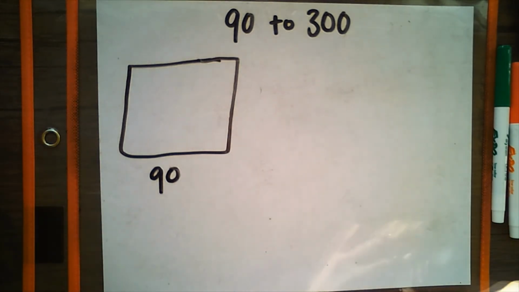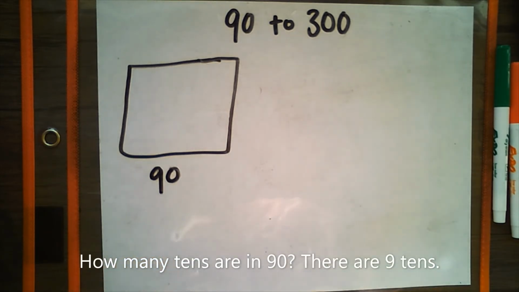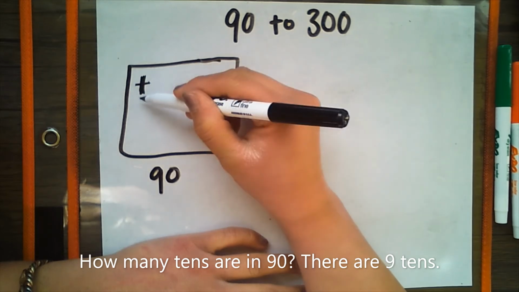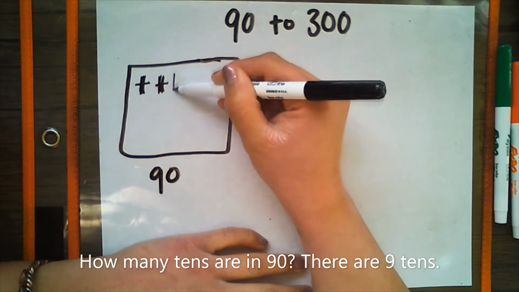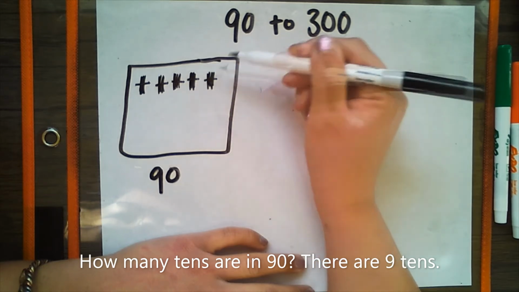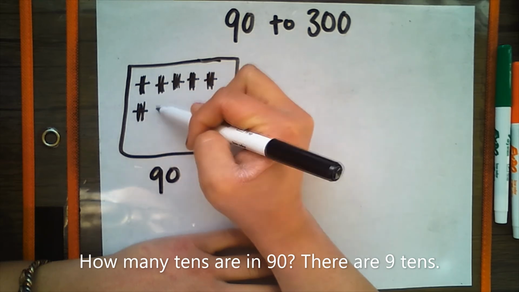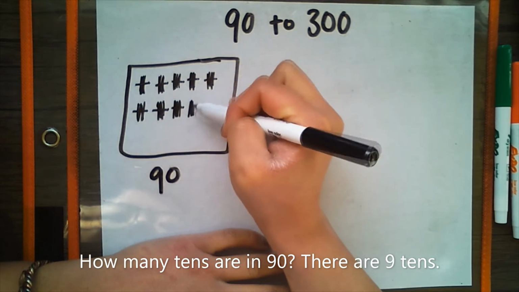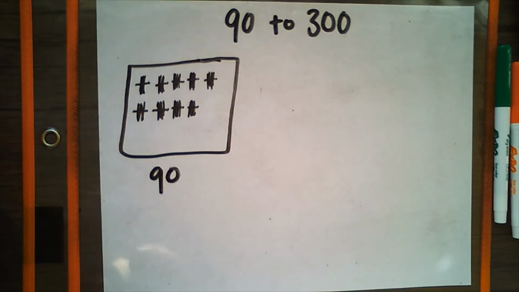And this is a stick sketch, and you guys know this, so we don't need to write it up there. This is going to be our stick sketch. So let's go ahead and show 90 with our stick sketches. So I have 10, 20, 30, 40, 50, 60, 70, 80, 90.